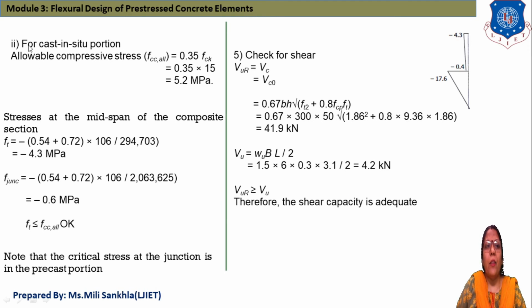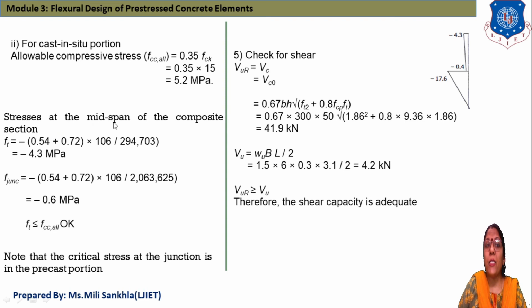Now for the cast in situ portion, because in composite we have to take two: the first one is precast and the second is cast in situ. For cast in situ, first of all we find out the allowable compressive stress, that is 0.35 fck. The grade of concrete for cast in situ is given as 15 in our data, so take 0.35 into 15, that is 5.2 megapascal.